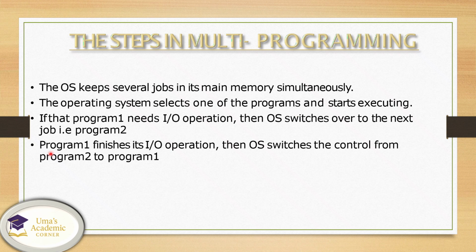For example, if program 1 has started executing, and it needs to go into an IO operation, in that case the OS will switch over to the next job, that is program 2, to execute. Once program 1 finishes its IO operation, the OS will switch the control from program 2 back to program 1. These are the steps followed by the multiprogramming operating system.